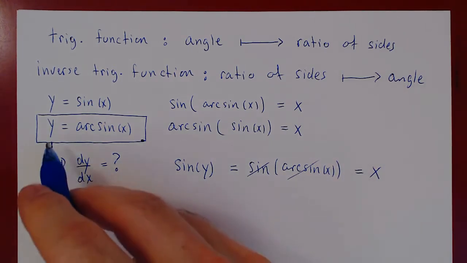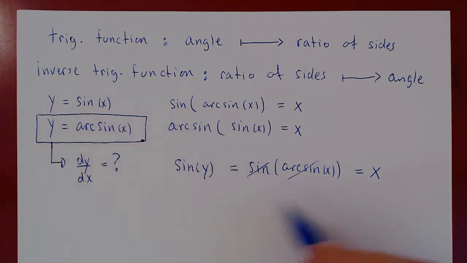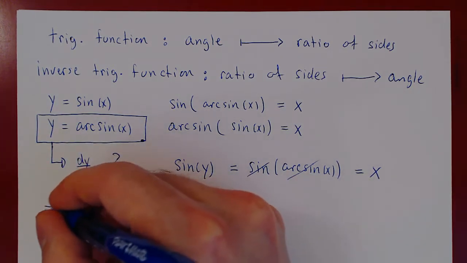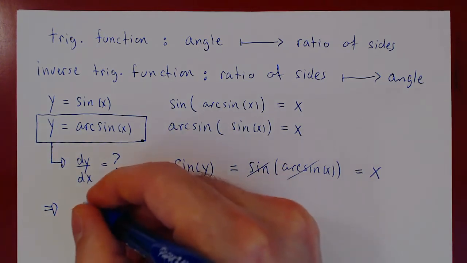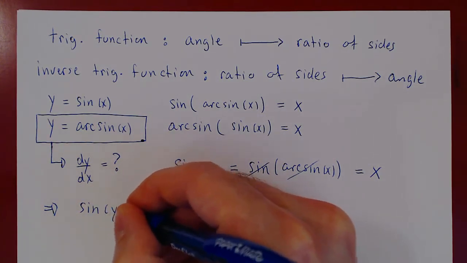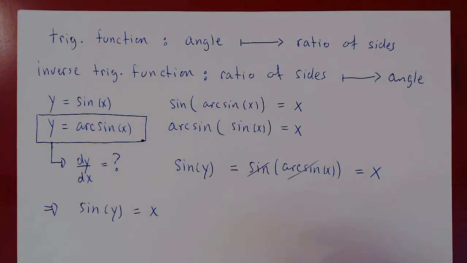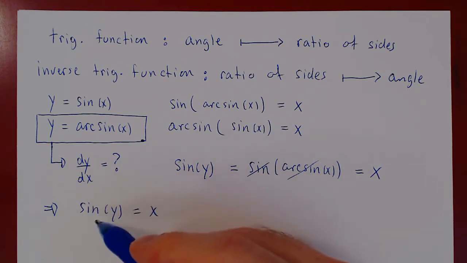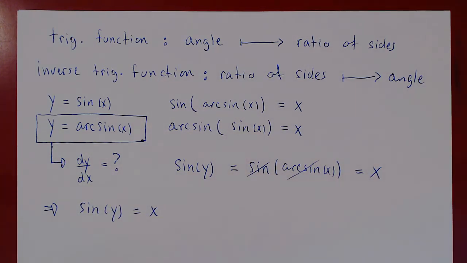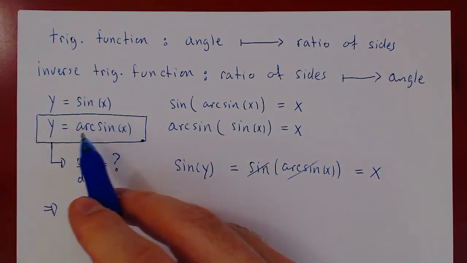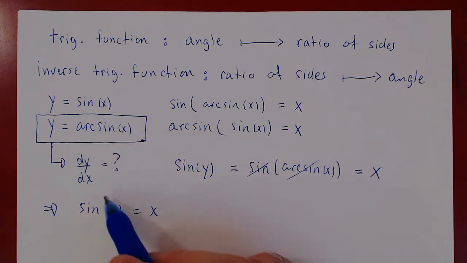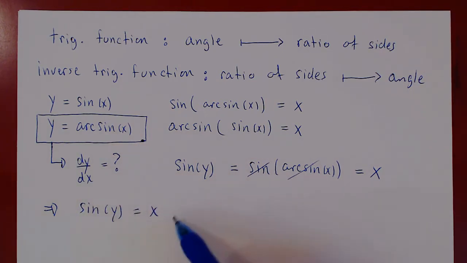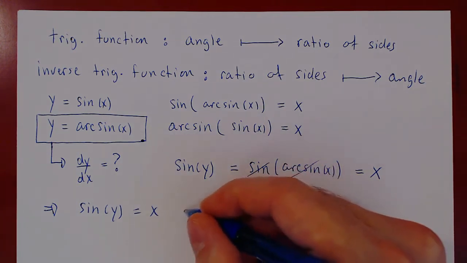And now we have the relationship y equals arc sine of x in a different form, simply as sine of y equals x. Now both this equation and this one are equivalent, but if you notice now, the inverse trigonometric function is gone. And now we can differentiate using implicit differentiation. We know that y is a function of x, namely arc sine of x. So sine of y is a function of x. This is a function of x also.